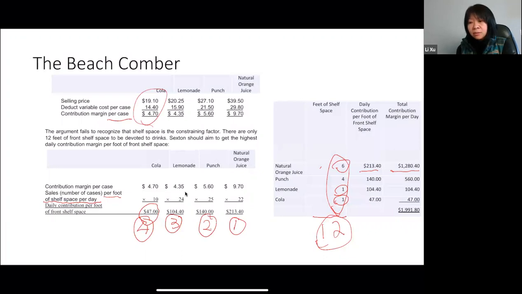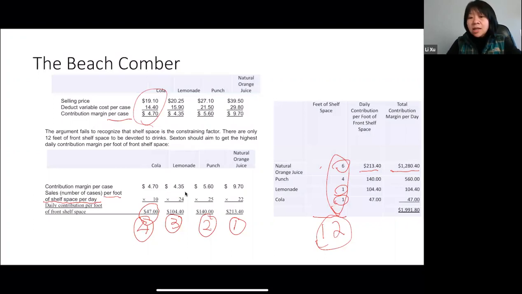So the rule is very simple. First, calculate the contribution margin per unit of constrained resource. And then you rank it, okay? Next, you allocate, but I want to make sure if you have a minimum, you have to meet the minimum first. Then you go to the one with the highest rank and try to meet all the demand. Then after you meet all the demand for the one with the highest rank, you can move down to the ones ranked second. Okay.